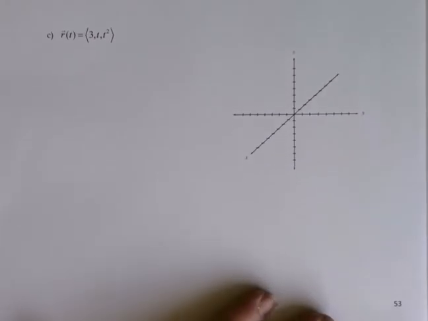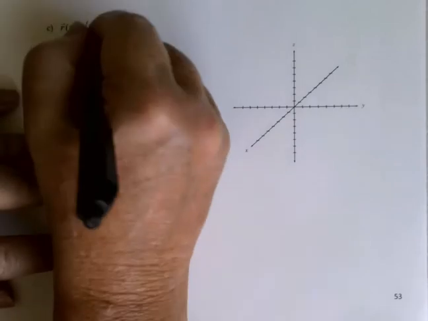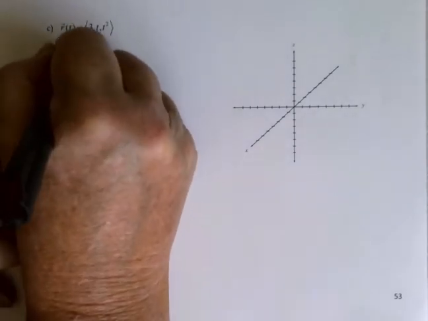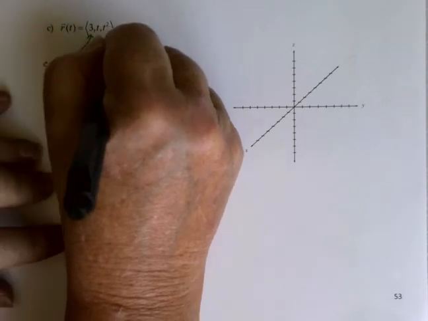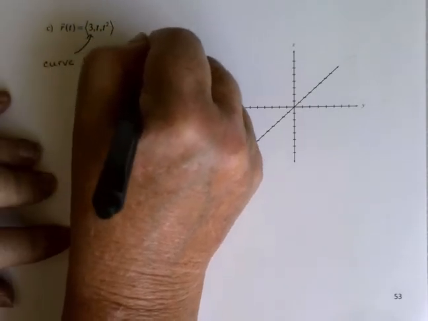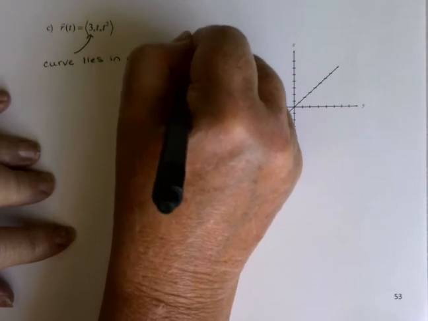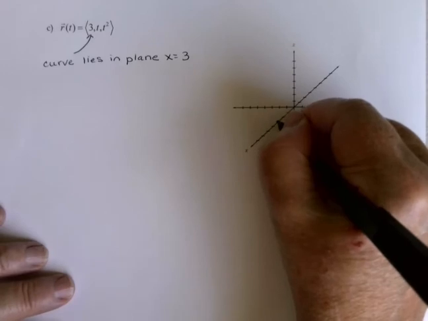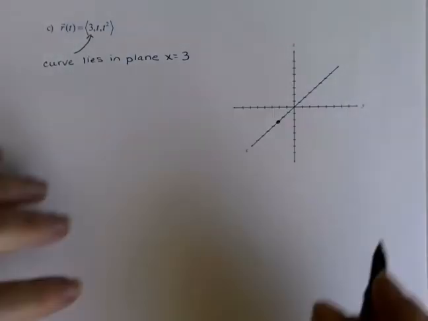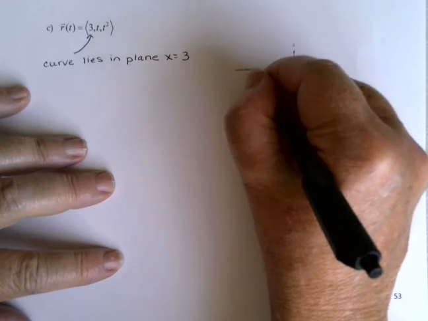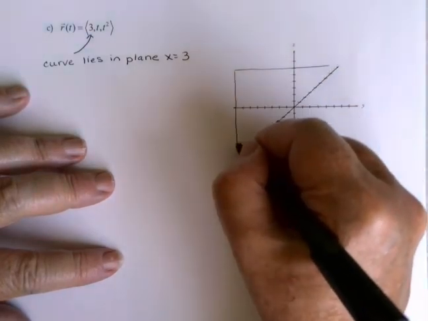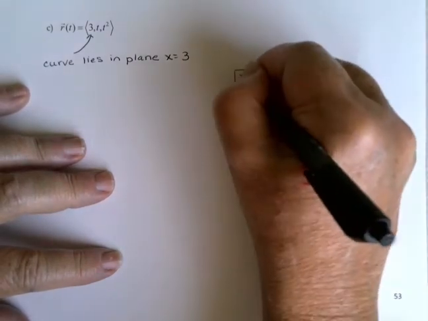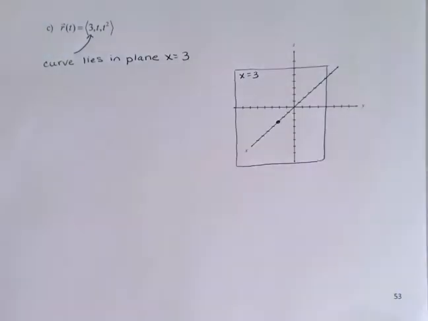This time it's the x that's constant. So my entire graph, my curve lies in the plane x equals 3. So we are 3 on the x-axis. And I'm just looking at a plane that's parallel to the YZ plane. And again, just to help my reader out, I could even label that x equals 3.